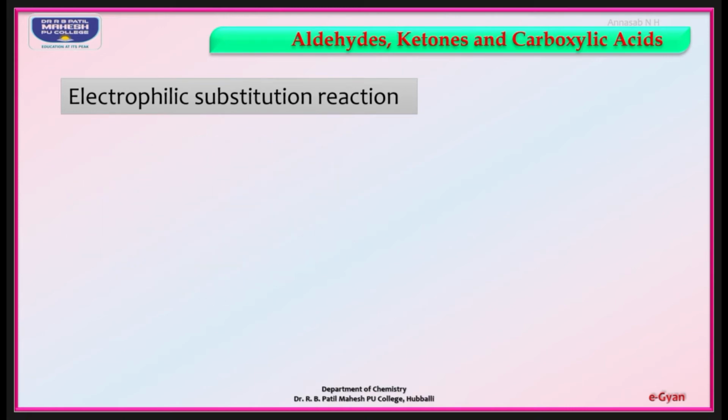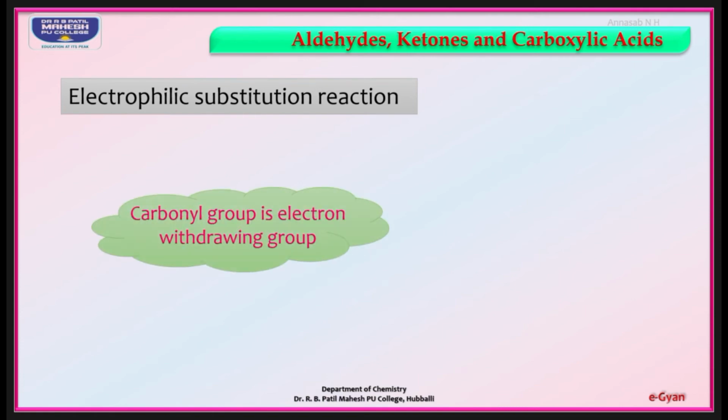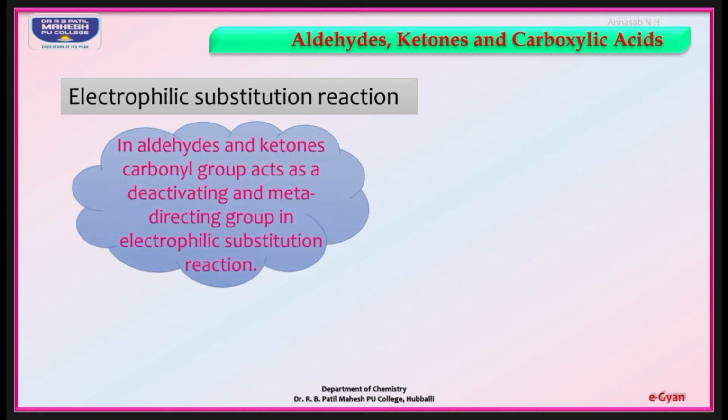This C double bond O group in aldehyde or ketone is electron withdrawing group because of the presence of more electronegative oxygen atom which is attached to the carbon of carbonyl group, and the carbonyl group in turn is going to attach to benzene ring. Hence it is going to withdraw the electron from the ring. It is deactivating group or electron withdrawing group. In aldehydes and ketones, carbonyl group acts as deactivating and meta directing group in electrophilic substitution reaction.